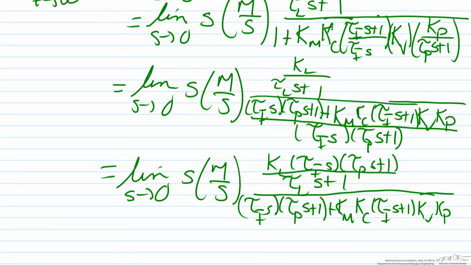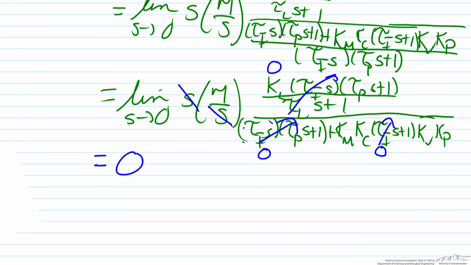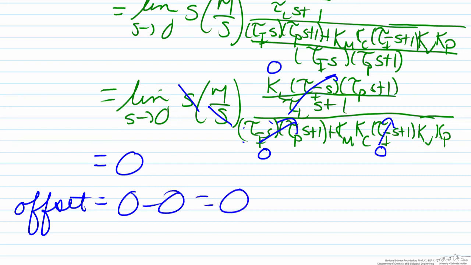So what we'll now do is begin to evaluate the process. We'll see the fact the s's cancel. Because of the tau I s term, the entire numerator will go to 0, and the first term of the denominator will go to 0. Additionally, the tau I s term will go to 0 here, but the KM KC KV KP is still a value. So therefore, our limit is 0 over a value which is non-zero. So we don't have a 0 over 0 limit issue. So what that means is this process, at steady state, will go to 0. Which is exactly what we desire. So therefore, our offset here equals 0 minus 0, which is 0.